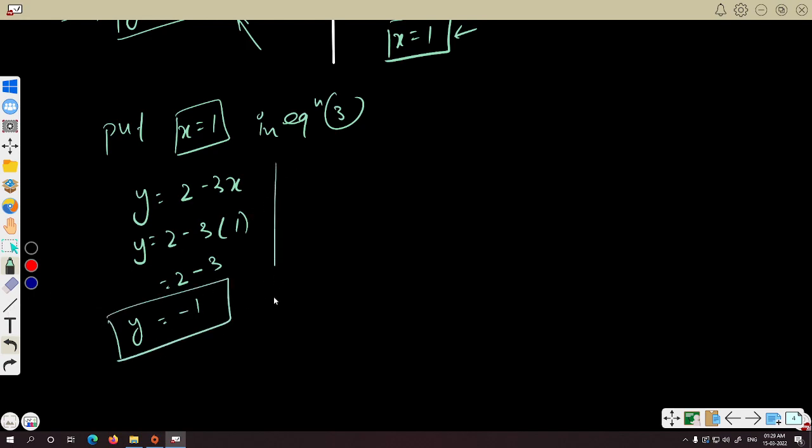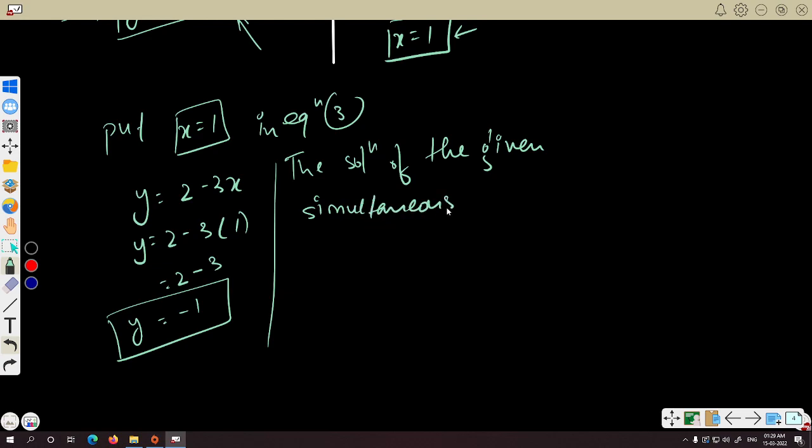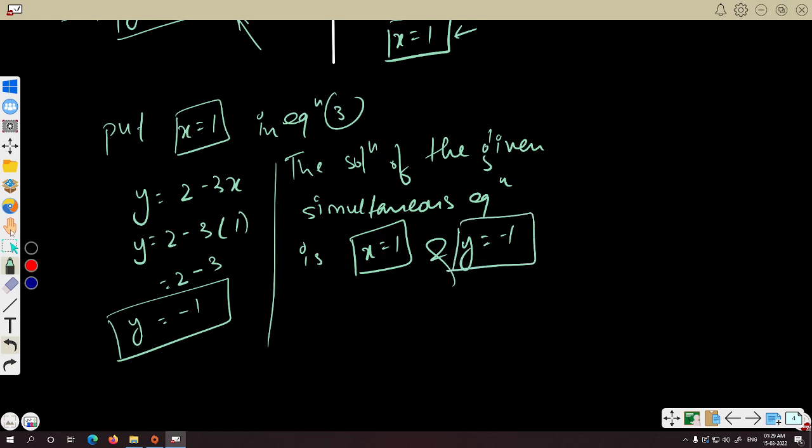So with this we can say the solution of the given simultaneous equation is x is equal to 1 and y is equal to minus 1. I hope this is clear.